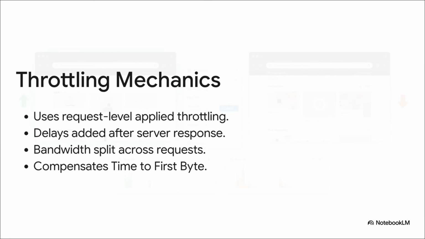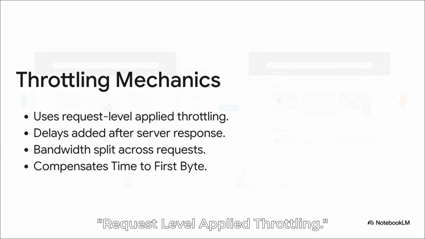Actually, scratch that. Let's take a really quick peek under the hood to understand the mechanics here. Chrome DevTools uses what is called request-level applied throttling. This means it doesn't throttle at the packet level like your operating system naturally would. Instead, those delays are mathematically added after the server response is received, and the available bandwidth is split equally across all your concurrent requests. It even compensates for the time to first byte to make the whole simulation feel incredibly realistic. Basically, it's a highly effective approximation for hunting down front-end bottlenecks.